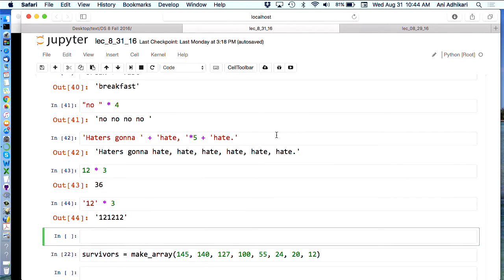It doesn't plus here in this line. The question is, it didn't plus hate and then times 5. No, order of operations. Order of operations still works. Good question. Thank you. Good observation.